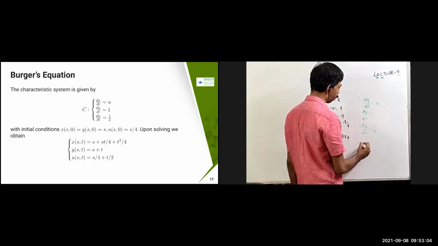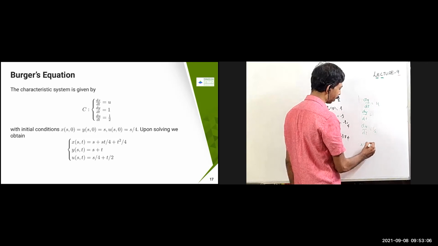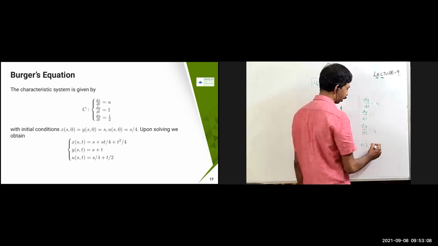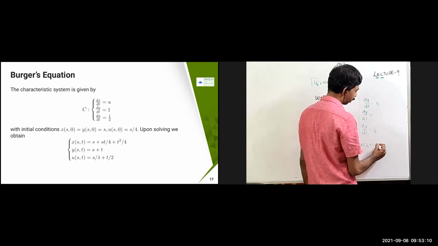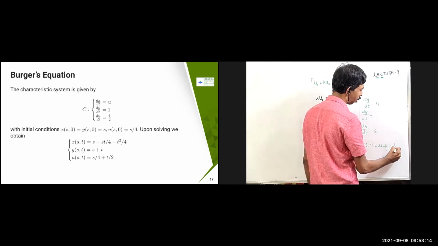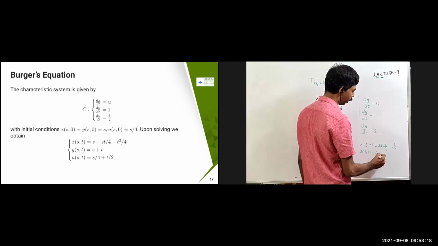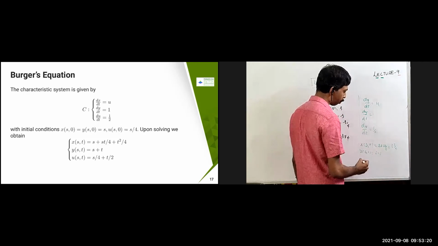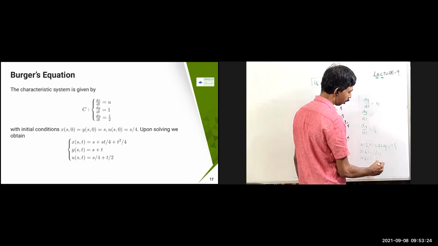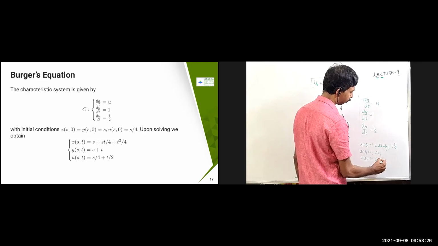Once you solve this problem, again I am giving this as an exercise, as these are all things we have discussed already. You can verify that x of s comma t equals s plus st by 4 plus t square by 4, and y of s comma t is going to be s plus t. These are simple problems, so you can just solve them using ODEs. And u of s comma t is going to be this one.